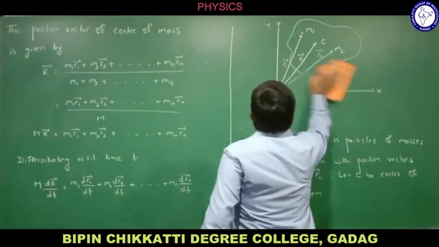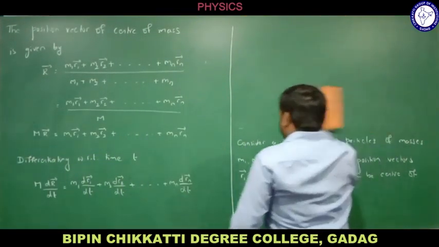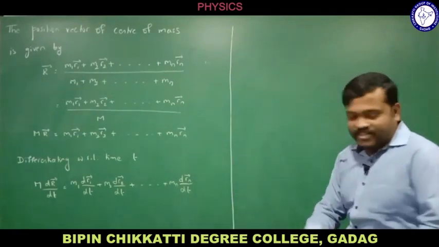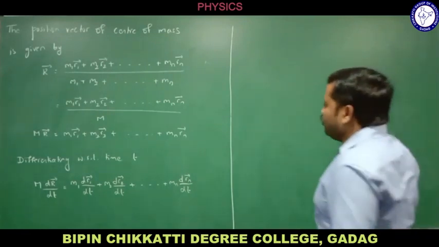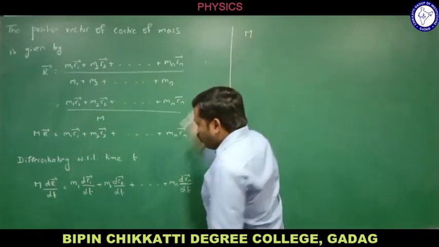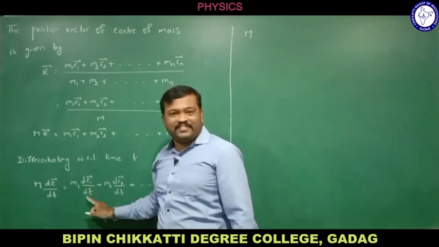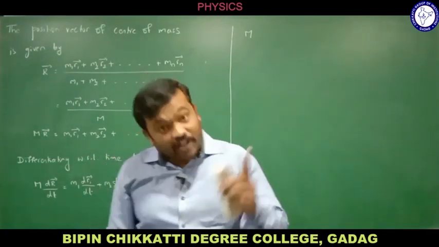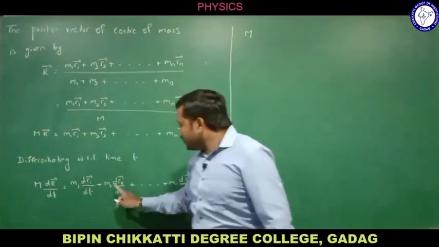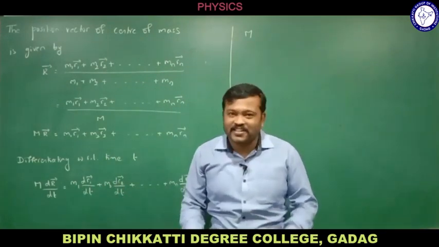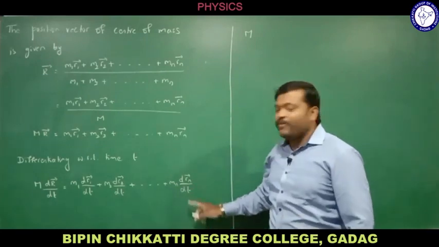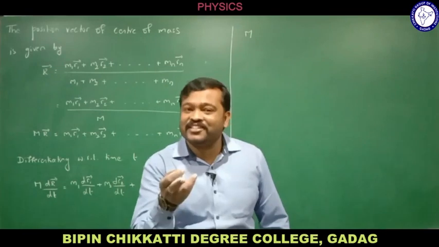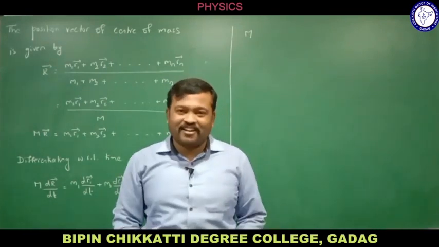Let me continue with the derivation here. What do you get? What is dr1 divided by dt? The differentiation of the position vector gives velocity, the velocity of the first particle. What is dr2 divided by dt? The velocity of the second particle. What is drn divided by dt? The velocity of the nth particle. What is this dr by dt? It is the velocity of the center of mass, which is what we are calculating.